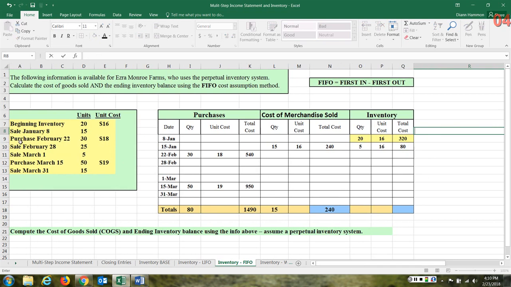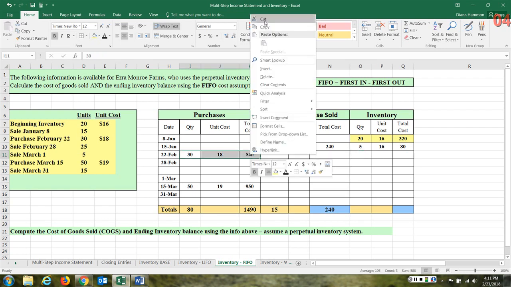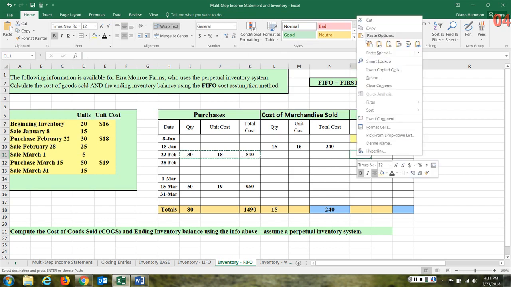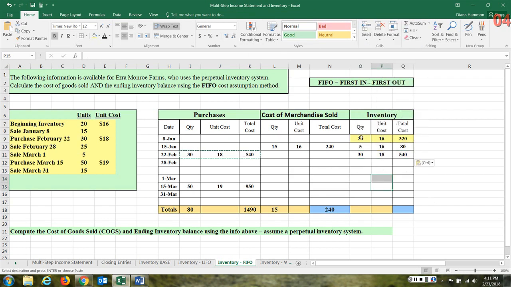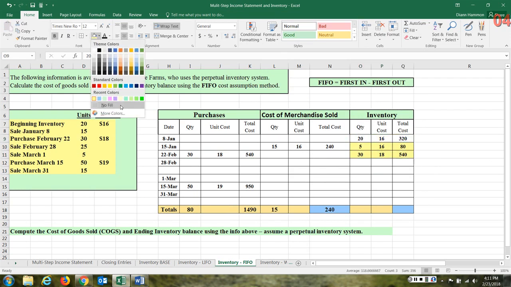We have a purchase on February 22nd. 30 units at $18. So in the first three columns, this deals with our purchases. Quantity 30, unit cost $18, and Excel again calculated this for me. Multiply the two together, you get $540. So now, what do we have left in the inventory? Well, these 30 items are in the inventory. So let me take those over. So now my ending inventory is actually made up of both of these two columns.